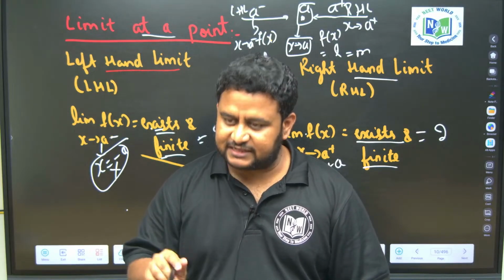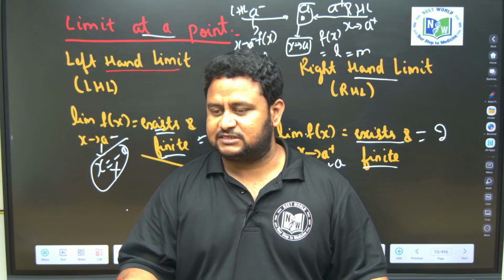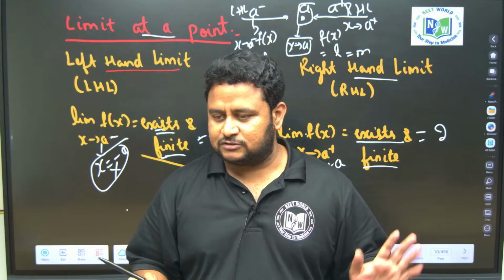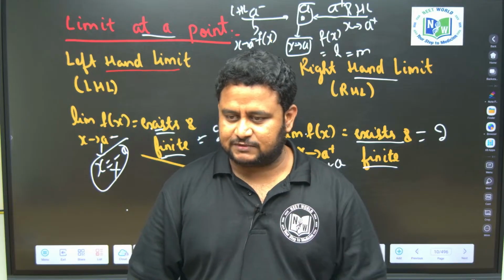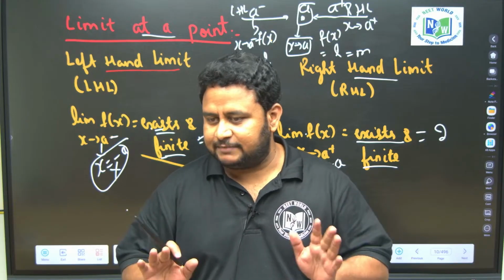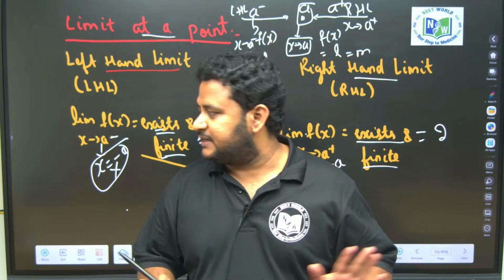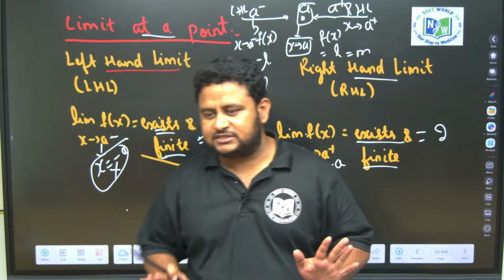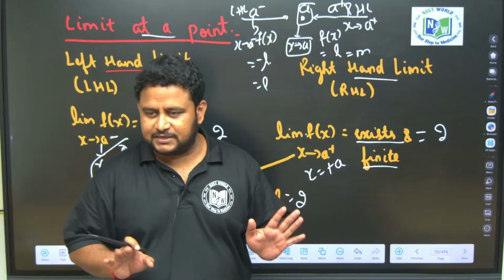When you are getting the same value but the sign is different, which means the number itself is different, be careful. Suppose you are getting plus 1 here and you are getting minus 1 here. At that time the limit does not exist. Limit does not exist. Clear? So this is the meaning of limit.